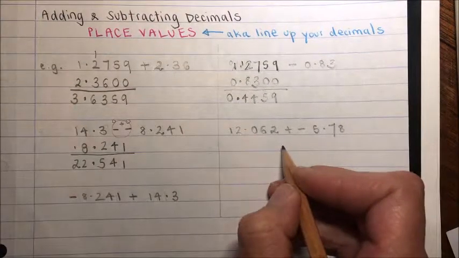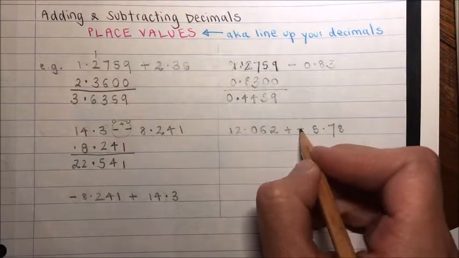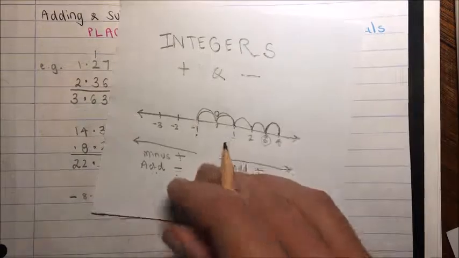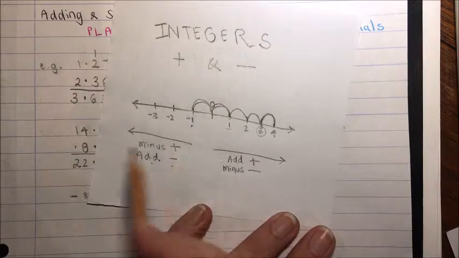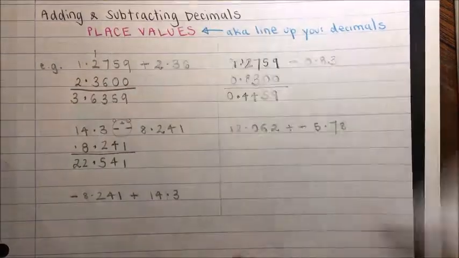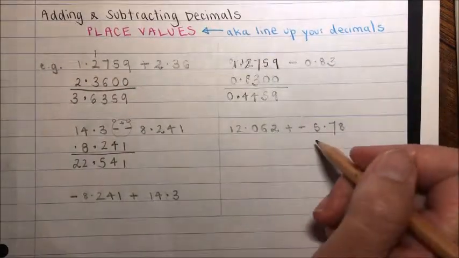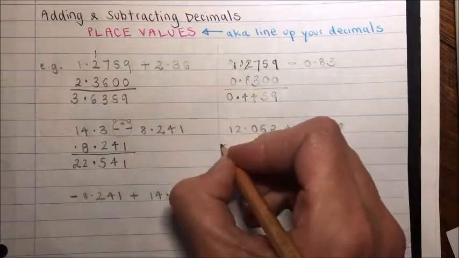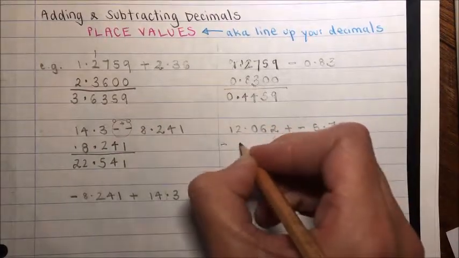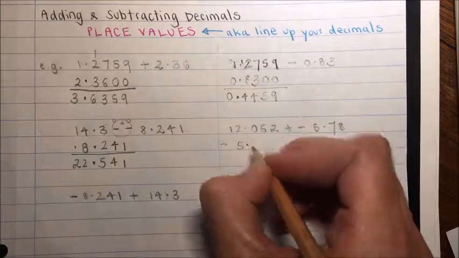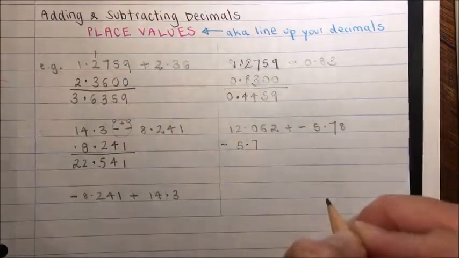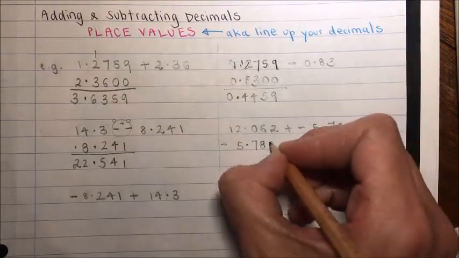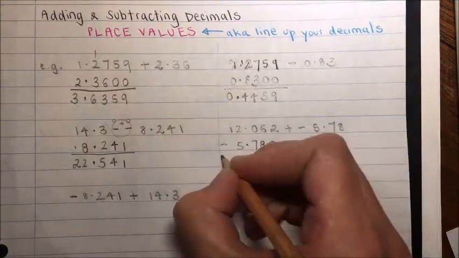Let's have a look at this one underneath. If I'm adding a negative, I know that means I am increasing my debt, so I'm moving this way. Let's have a little look. Rather than add a negative, I'll just minus. Keep my ones with my ones. Decimals in line, 7 tenths, 8 in the hundredths column, nothing in the thousandths.